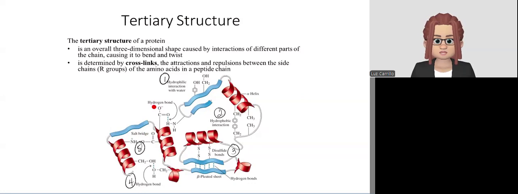Notice that hydrogen bonds can also occur with the oxygen and the carbonyl of certain side chains, and also whenever you have side chains that are amines.